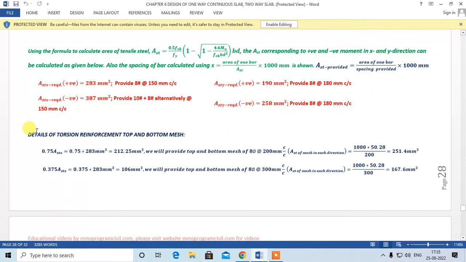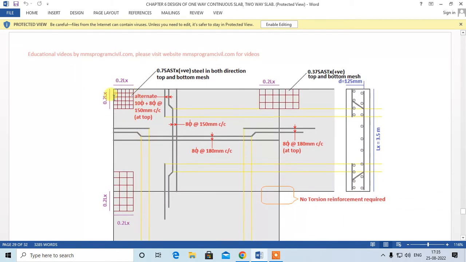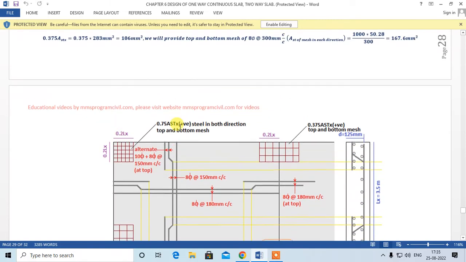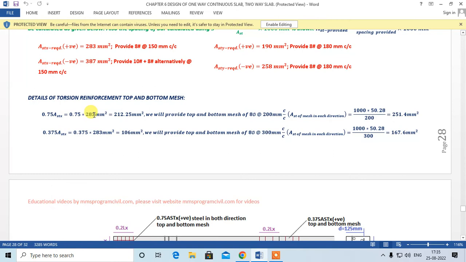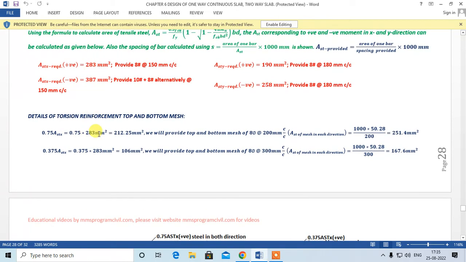Fine. Now details of torsion reinforcement, top and bottom mesh. Over here, we will have to provide for this distance 0.2 Lx and 0.2 Lx, where Lx is the shortest span, right? You will have to provide 0.75 into AST x. This is your AST x, right? So 0.75 into this area of steel, that is equal to 283, right? So this is the steel required.